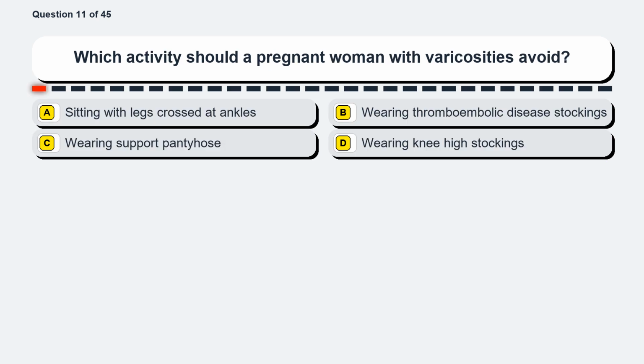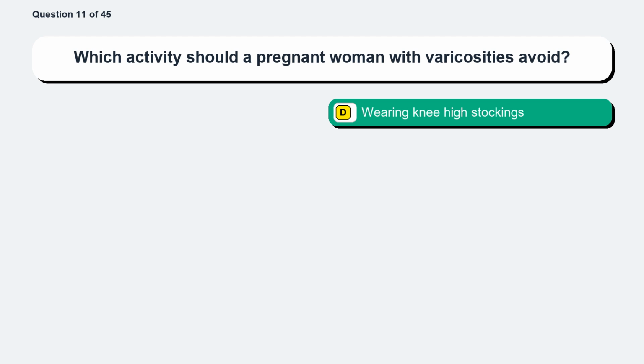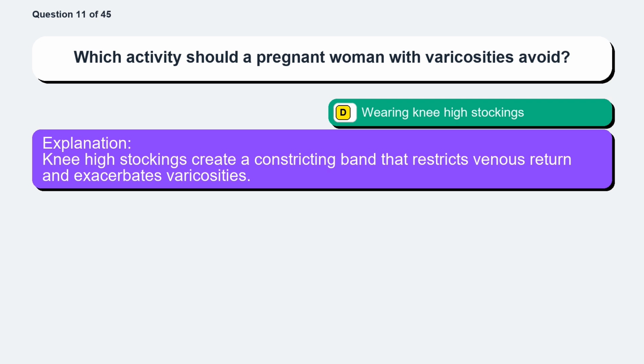Question 11. Which activity should a pregnant woman with varicosities avoid? Option A, sitting with legs crossed at ankles. Option B, wearing thromboembolic disease stockings. Option C, wearing support pantyhose. Option D, wearing knee-high stockings. The correct answer is option D, wearing knee-high stockings. Knee-high stockings create a constricting band that restricts venous return and exacerbates varicosities.